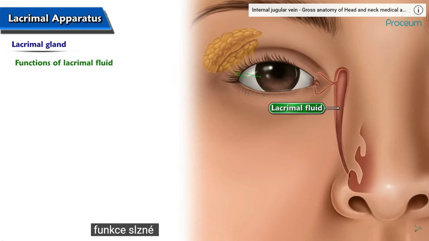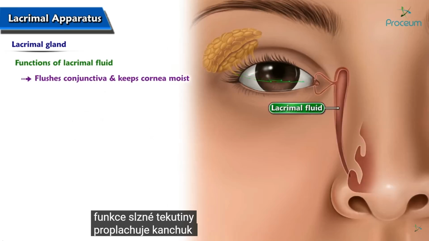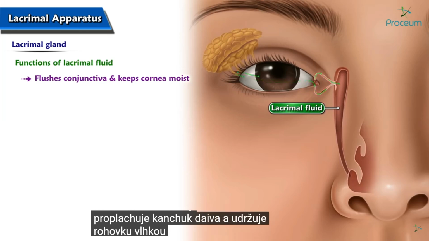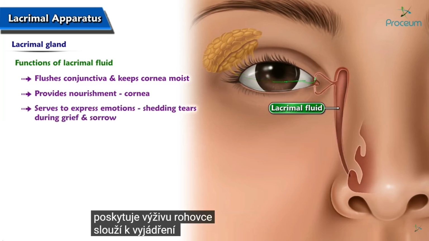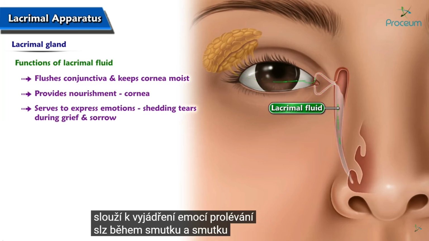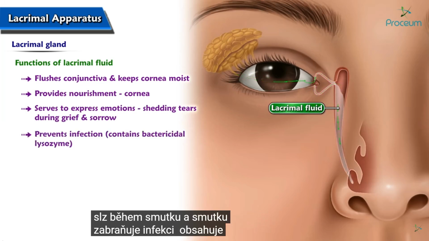Functions of lacrimal fluid. Flushes the conjunctiva and keeps the cornea moist. Provides nourishment to the cornea. Serves to express emotions, shedding tears during grief and sorrow. Prevents infection, for it contains bactericidal lysozyme.